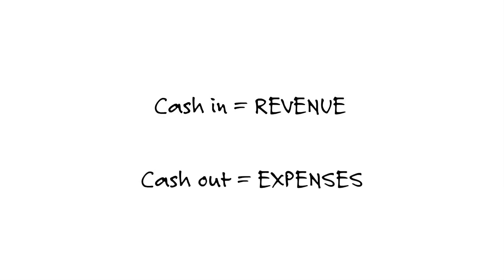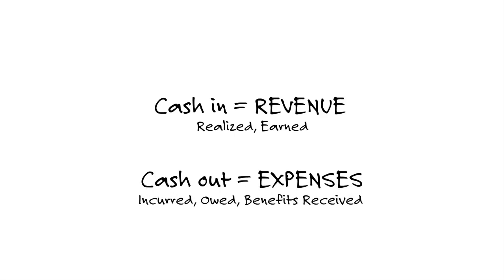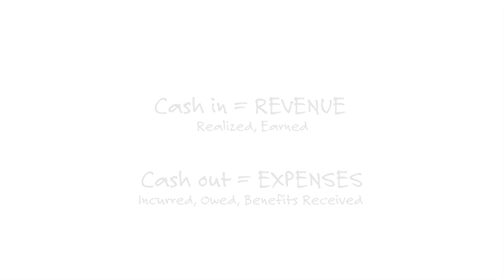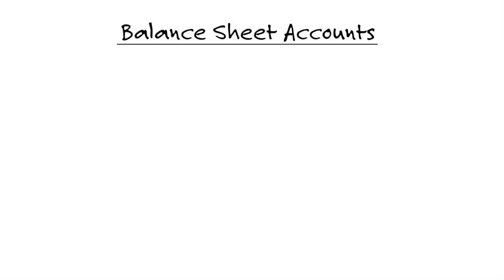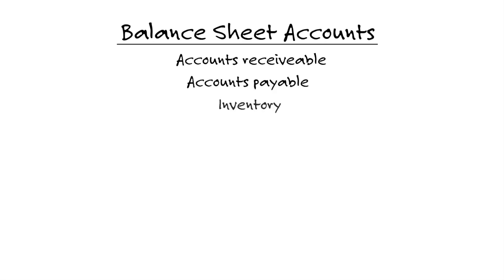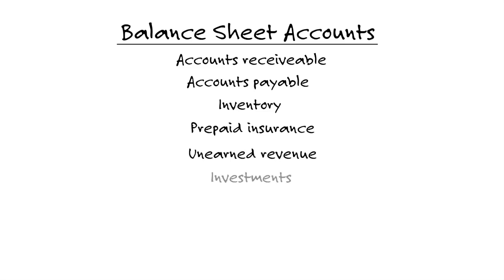The accrual basis recognizes revenue when realized or realizable and earned, and expenses when incurred, owed, and benefit has been received. Therefore, revenue and expenses may be recorded in different time periods than when they would be for cash purposes. This results in balance sheet accounts for current assets and current liabilities like accounts receivable, accounts payable, inventory, prepaids, unearned revenue, as well as long-term assets and liabilities such as investments, PP&E, and notes and bonds payable.